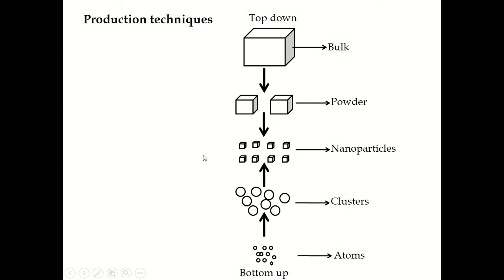Hello everyone. In this video, we are going to discuss production techniques of nanomaterial. So nanomaterials are produced by two types of techniques, top-down technique and bottom-up technique.